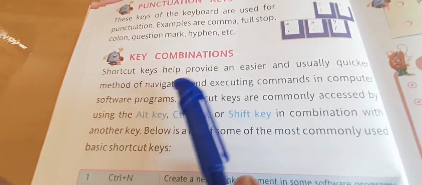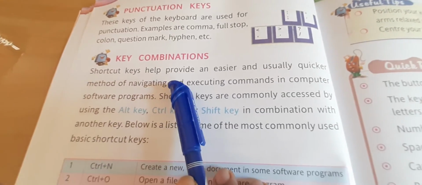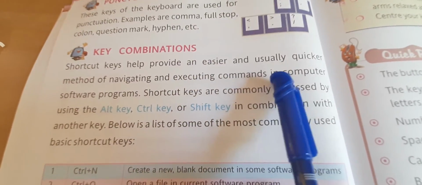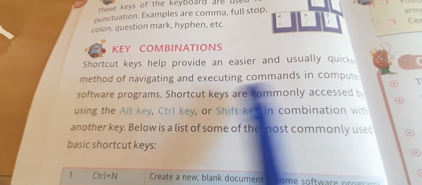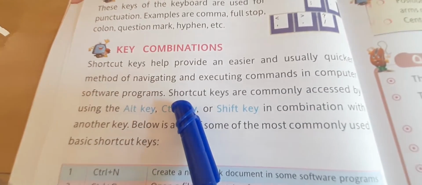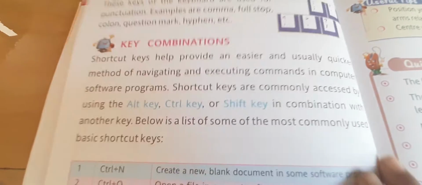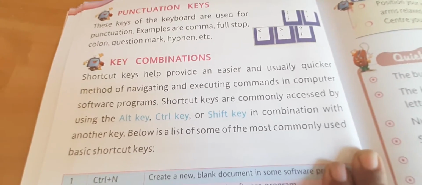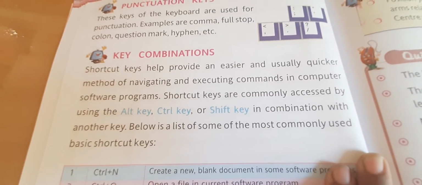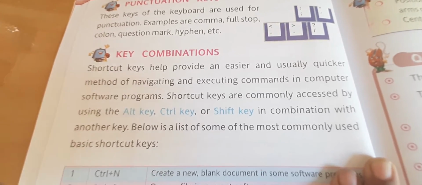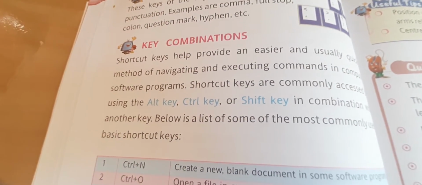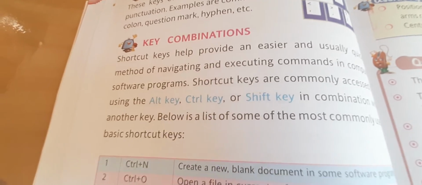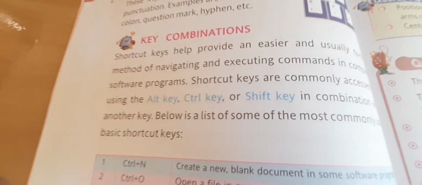Okay. Now key combinations. Shortcut keys help provide an easier and usually quicker method of navigating and executing commands in computer software programs. Means some keys are there which are provided to us for making our work easy and so that we can do it quickly also. This is for navigating and executing commands. The commands which we execute through keyboard means the commands which we give by mouse, we can easily do that by using keyboard also.